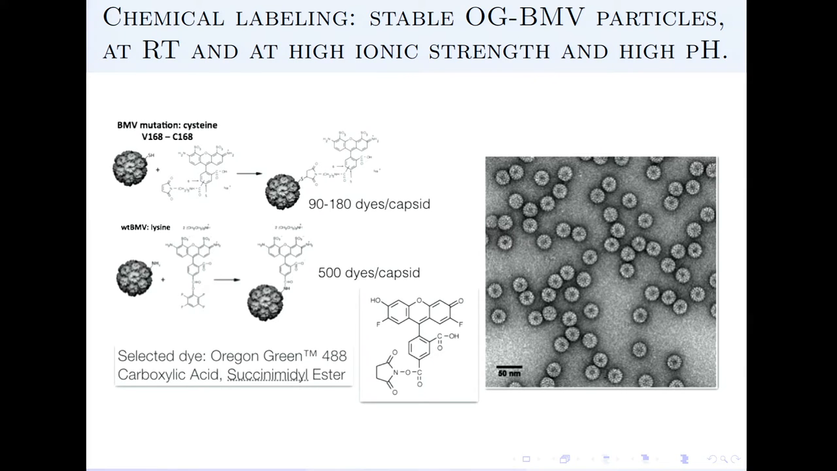We have selected the dye by looking at many dyes. That was just an empirical process. So we are going to work with Oregon green, which is this one here. These are the particles. They are conjugated post-assembly by maleimide coupling. They look very nice.